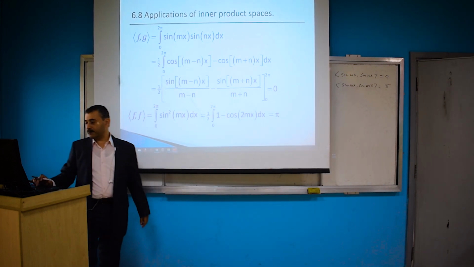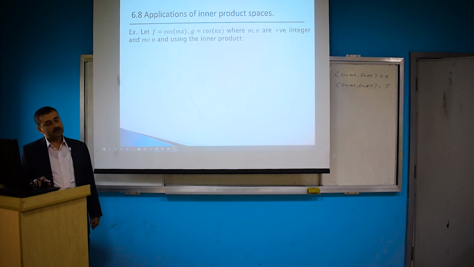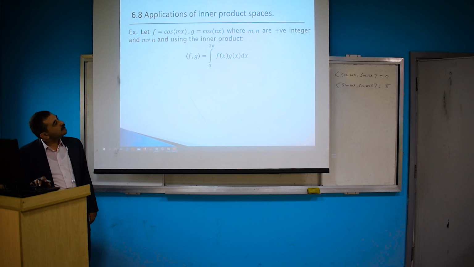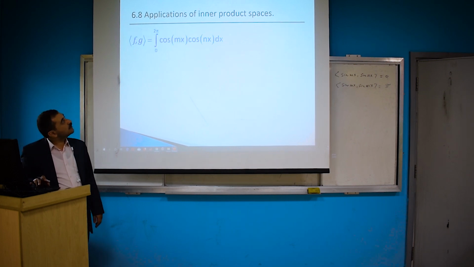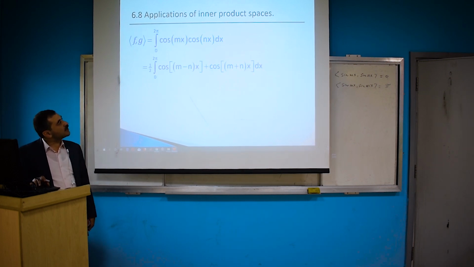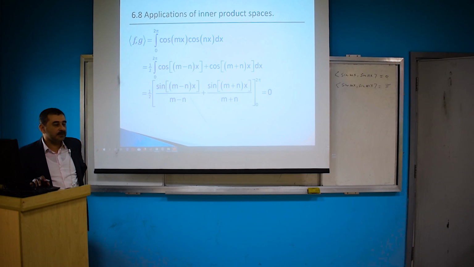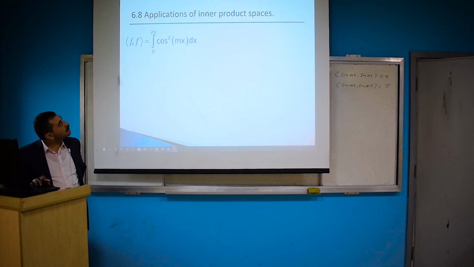Actually, you can do the same for cosine. Same steps. Cosine times cosine gives half the cosine difference plus cosine sum, integrate, and you'll get 0. So these are orthogonal. What about the length? Again, you will get pi.